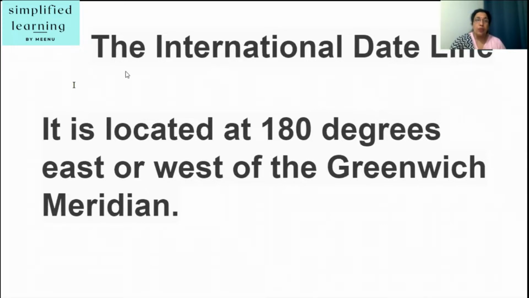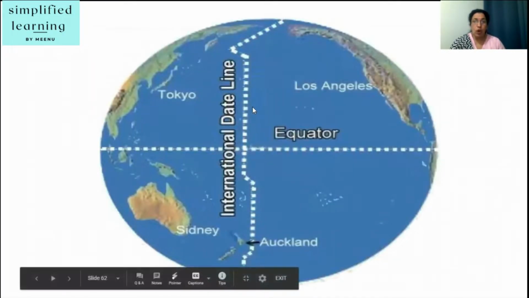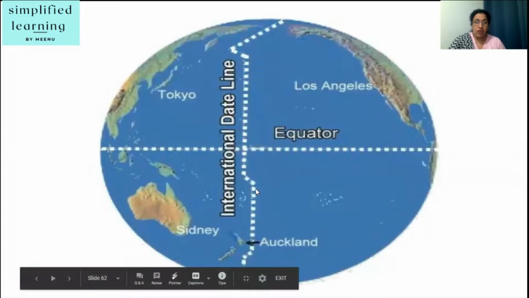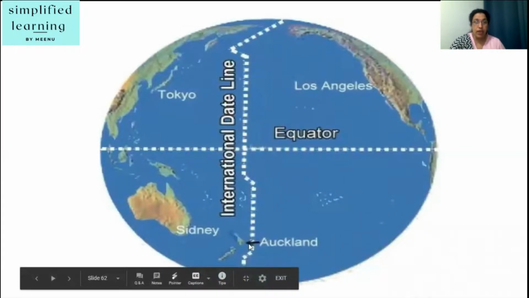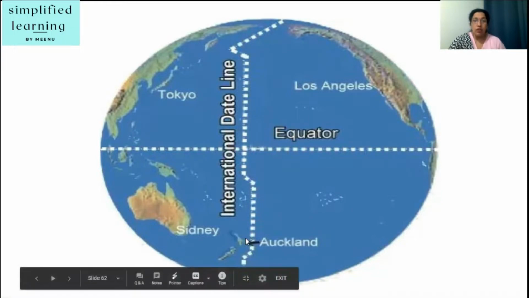Clear? Now, the international dateline is located at 180 degrees east or west of the Greenwich meridian. Look here. This is the opposite line of 0 degree, that was the prime meridian. Can you see? This line is not a straight line. Yes, we have a reason behind it. This line is in the form of a zigzag. Now what is the reason?